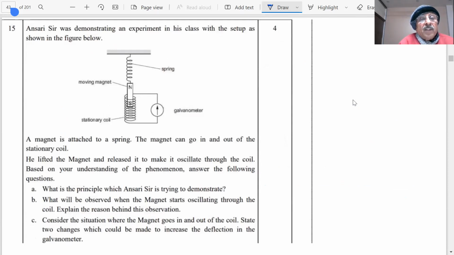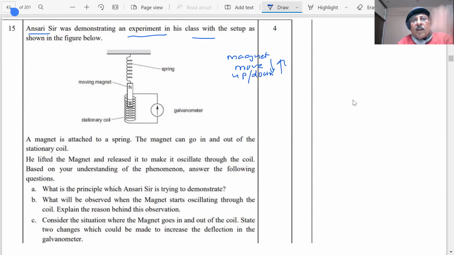Question number 15 is a physics question. This is a case study. Ansari sir is in a physics lab, student, demonstrating an experiment in his class. Now it is quite clear from the picture what he is trying to do. There is a spring with a magnet attached. The magnet can move up and down.